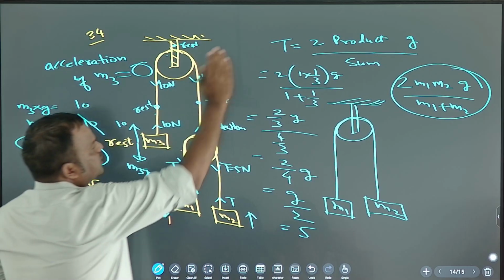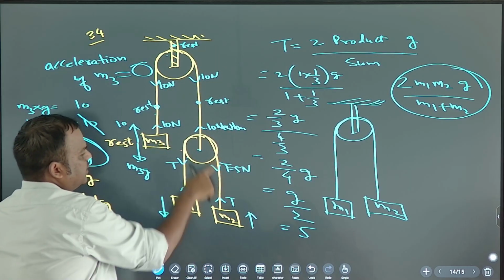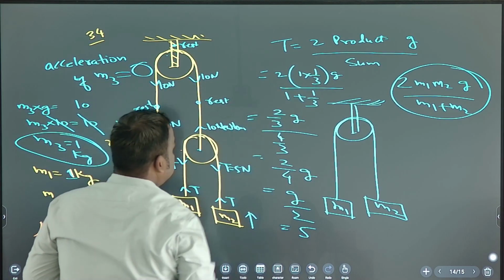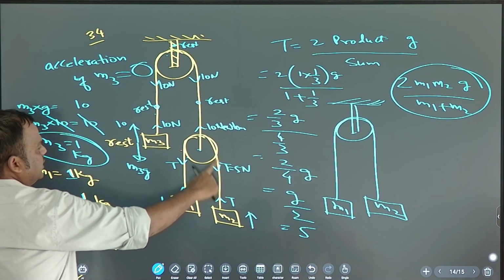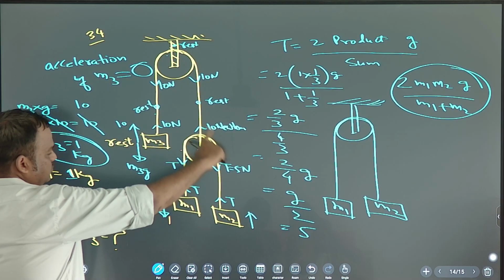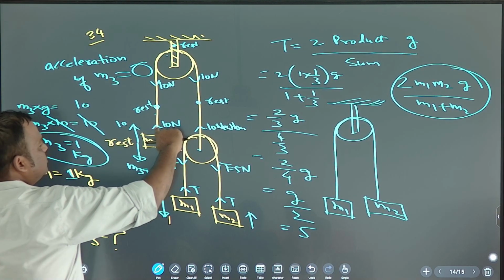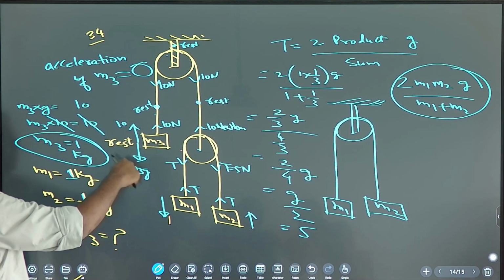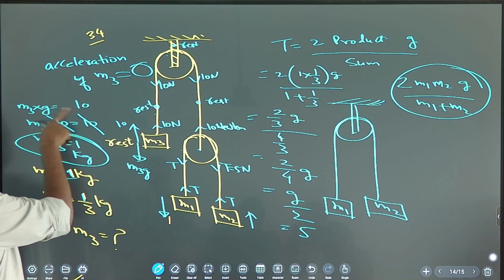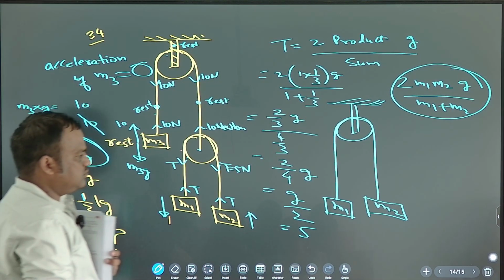Tension direct formula. Here the tension is T, so here 2T. 5 Newton, so here 10 Newton, and here also 10 Newton. So upward 10 Newton, downward M3g. M3g is 10, so M3 is 1. Okay, clear?